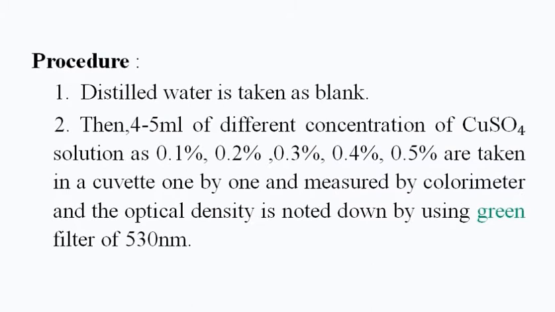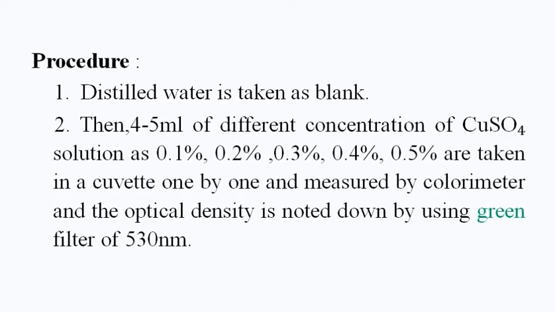So coming to the procedure. For this, we are going to take distilled water. Distilled water will be taken as blank. We are going to measure, first of all, the distilled water using the cuvette in the colorimeter, and then after setting that, we are going to measure the 5 different test tubes, that is for 0.1, 0.2, 0.3, 0.4 and 0.5% copper sulfate solution. For that, we are going to fill up the cuvette, and then one by one we are going to measure.